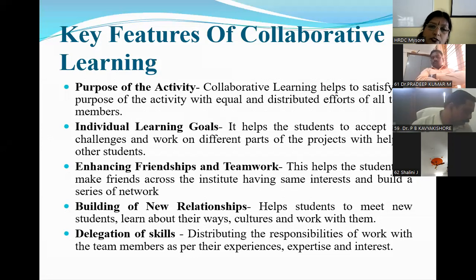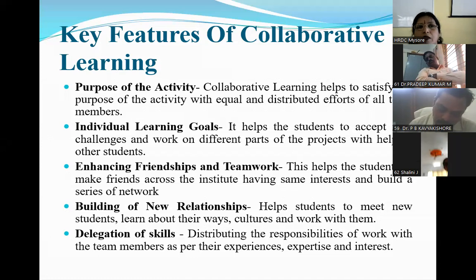Individual learning goals. It helps the students to accept new challenges and work on different parts of the projects with the help of other students. So it is the role of the teacher here to divide the concepts of that particular problem or the project, so that each one of them knows what their role is and they participate and contribute to the whole learning.